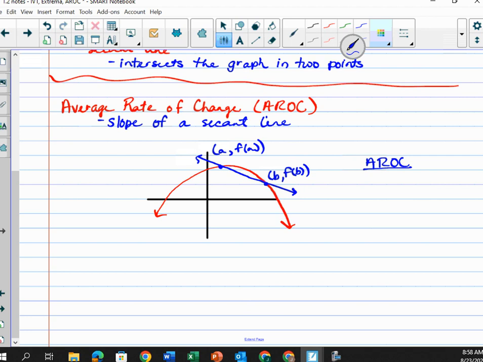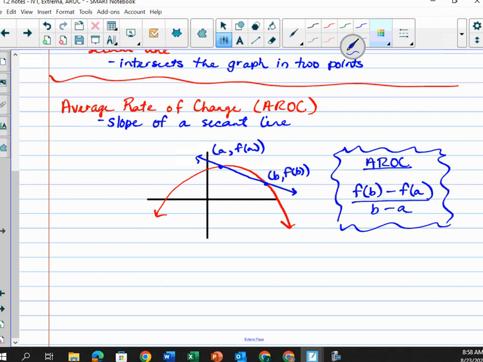That's what we're going to do here. So if I subtract my y values, that's going to be f of b minus f of a over b minus a. Okay, and that's it. That's all average rate of change is, finding the slope the way you've always found slope, just with more letters. It's the exact same process.